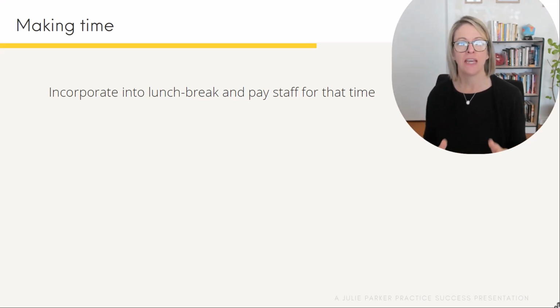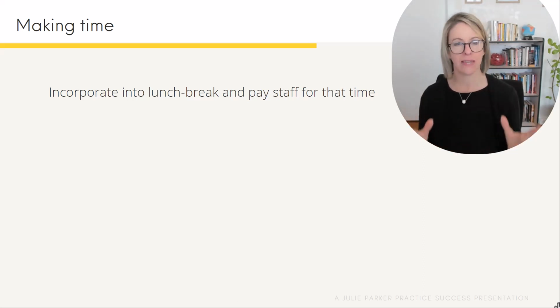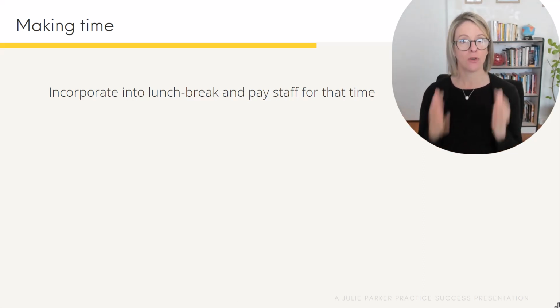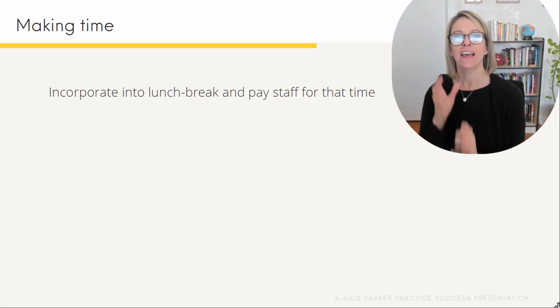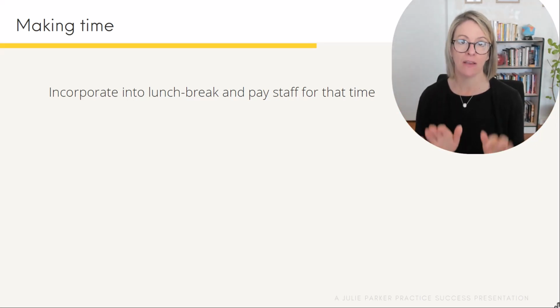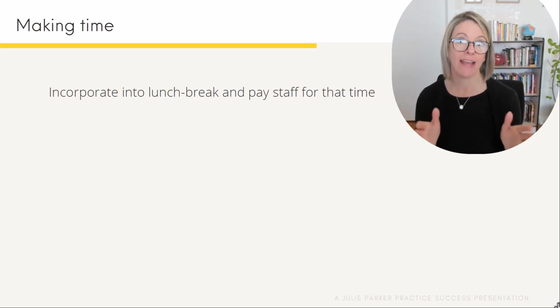lunch break. And so we are going to be rolling out a team meeting while we're all snacking away on our lunch, because we are required to be working during that hour, because a staff meeting is working, then we're going to pay everyone for that time as well. So hopefully the majority of your team members will be quite happy with that scenario.